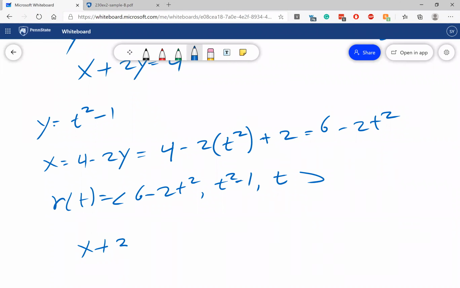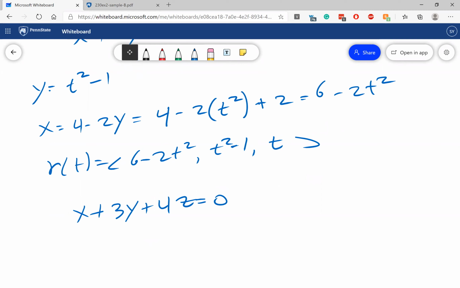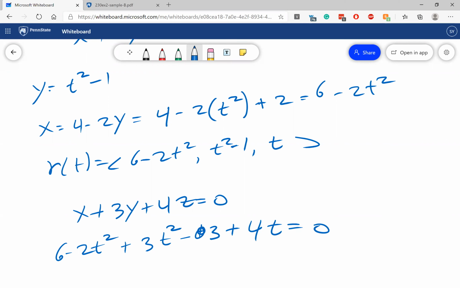X plus 3y plus 4z is equal to 0, and we already did this in the classes before the first exam. We just take the x, the y, and the z from here and we plug it in. So that would give us 6 minus 2t squared plus 3t squared minus 3 plus 4t is equal to 0.